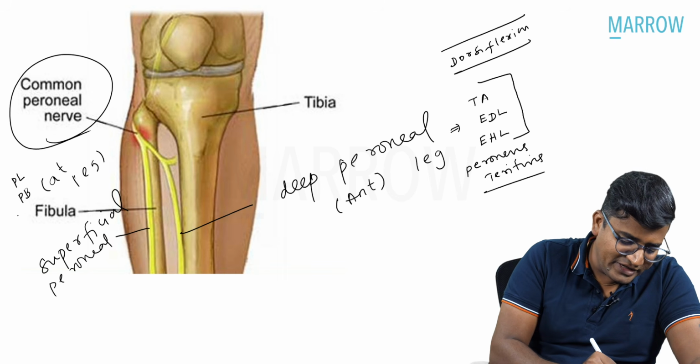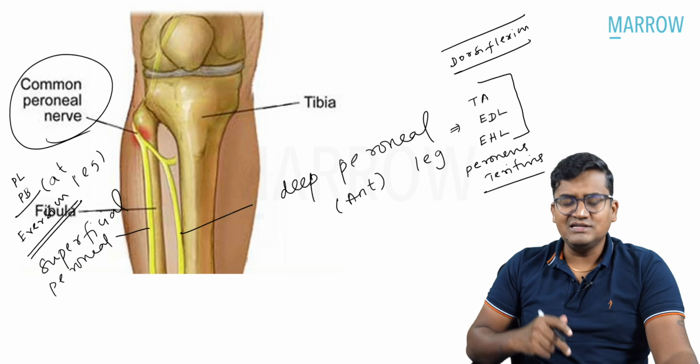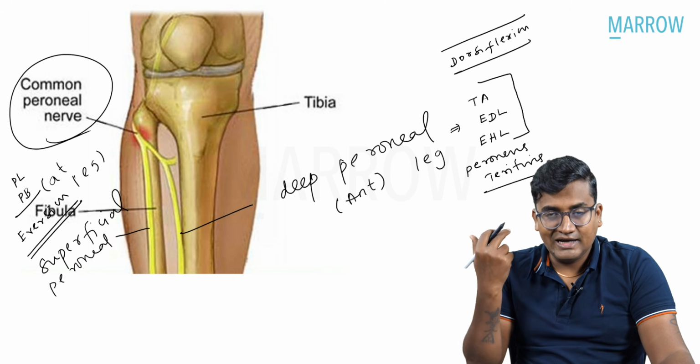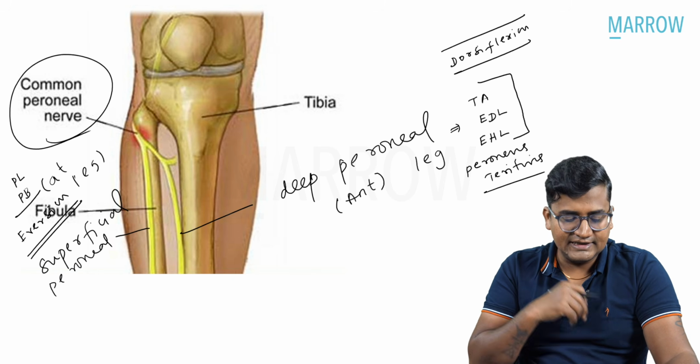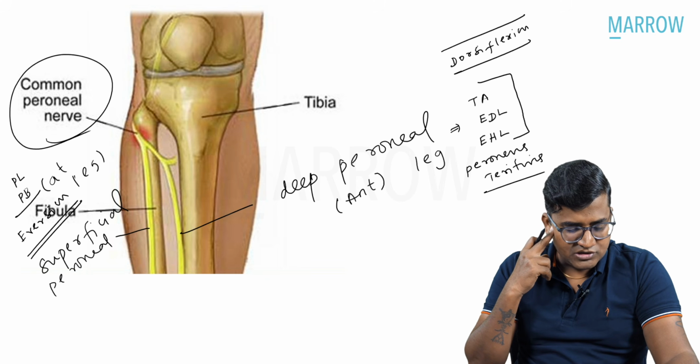Peroneus longus and peroneus brevis, they do eversion. There's a movement occurring at the subtalar joint, talocalcaneonavicular joint and the transverse talar joint. Yes, there's some eversion. Movement is done by our peroneus longus and brevis.